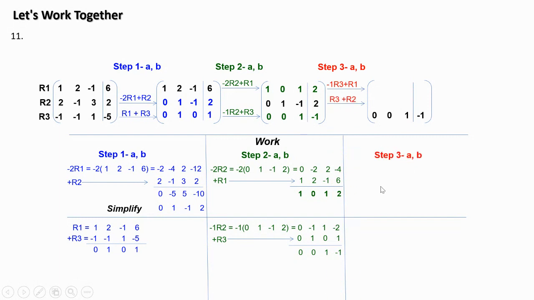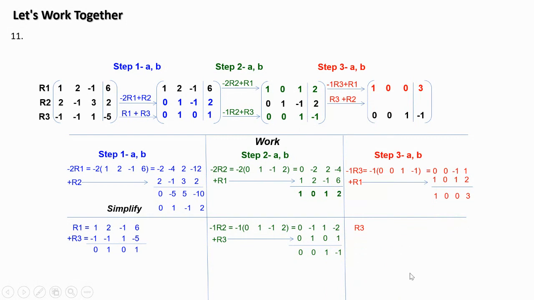And here's my work. So negative 1 row 3 is going to give us 0, 0, negative 1, 1, and add it to row 1. Gives us 1, 0, 1, 2. So then after we do the operation, it's going to give us 1, 0, 0, 3. So that's my new row 1.